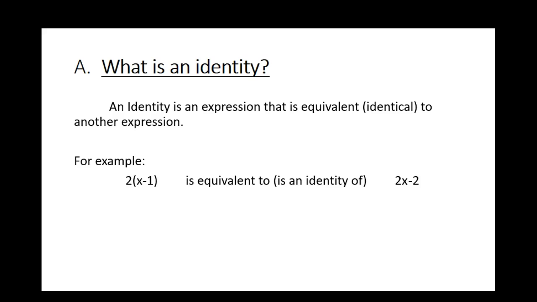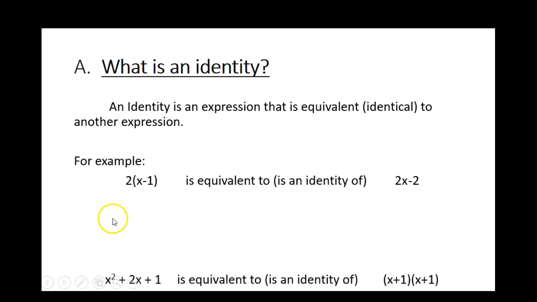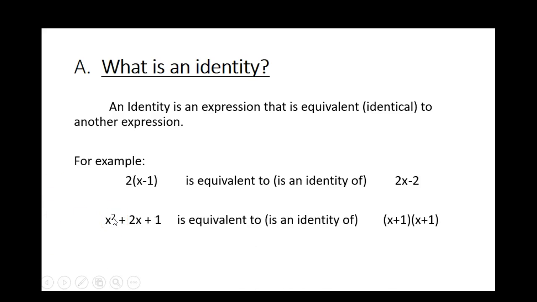An identity is two expressions that actually are the same, even though they're written differently. Okay, so I've got that example there. So like, for instance, x squared plus 2x plus 1, if you factor it, it looks like this. Well, they look different, but they're identical in value. Okay, so that's essentially what an identity is.